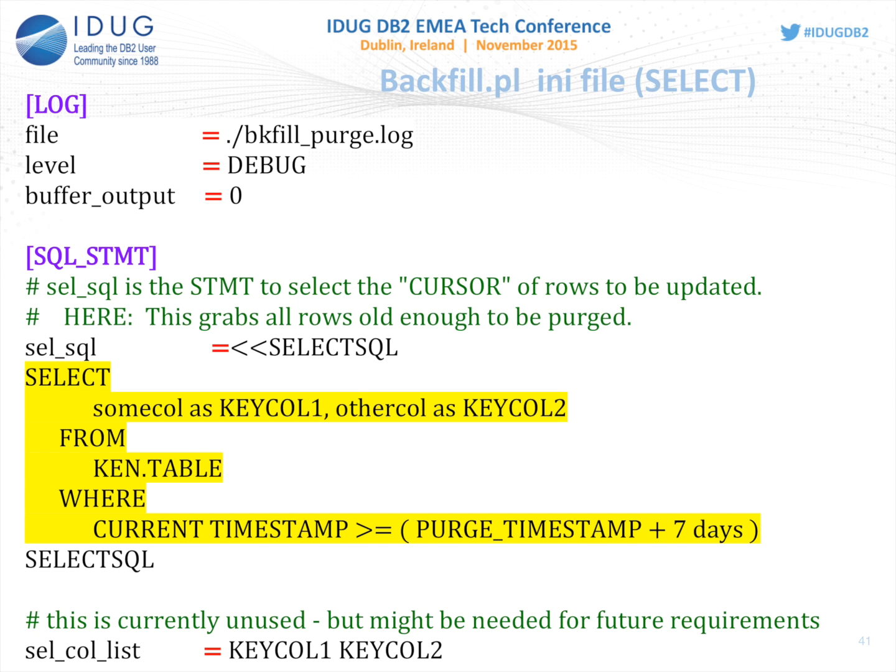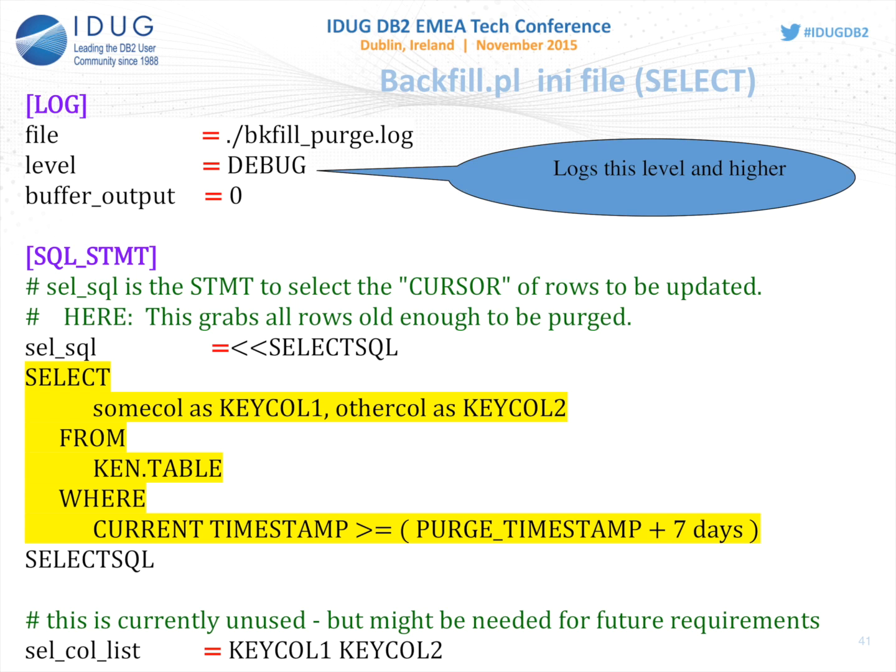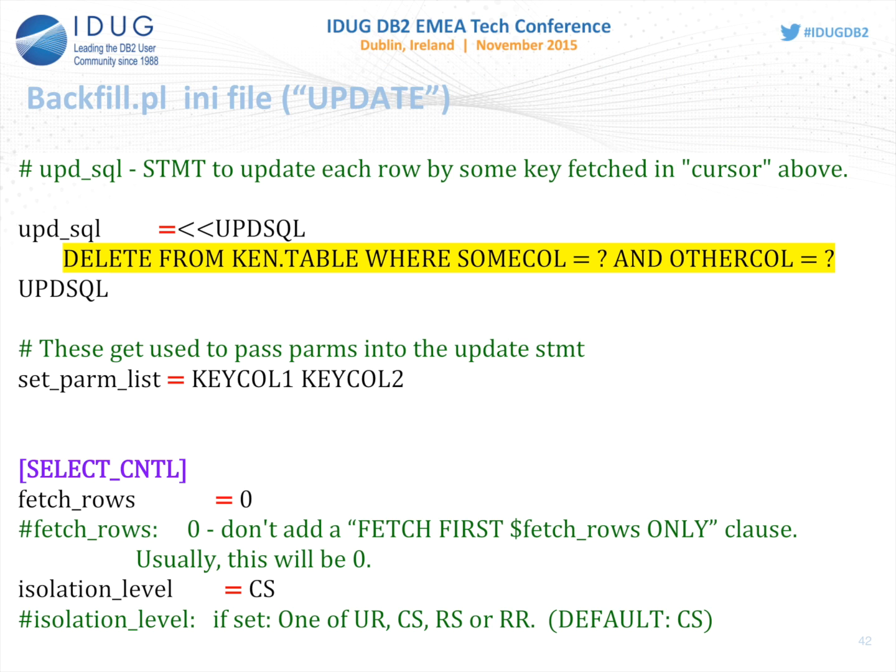This is kind of a hokey select example. It's that delete problem again. And then I'm going to pass in, here's my delete statement, and I'm going to pass this parameter list in, and this says take key column 1 and key column 2 and put in these two parameter markers. And they came from the select statement. So this is the sort of magic glue that ties those two together.